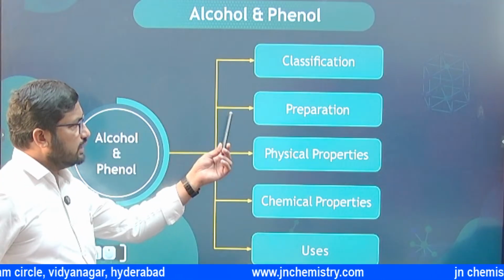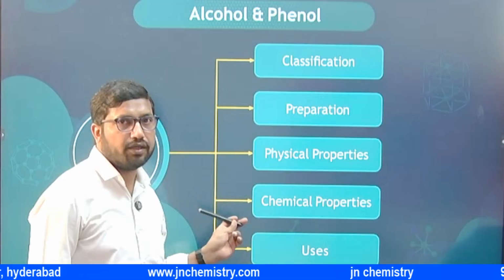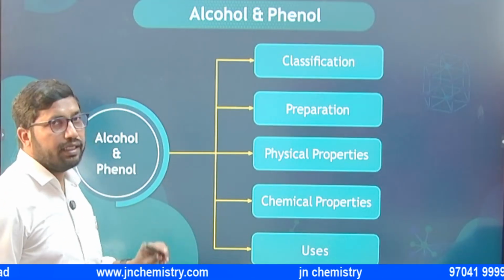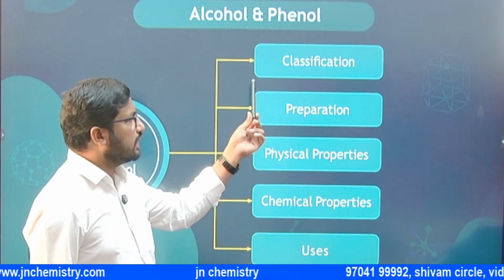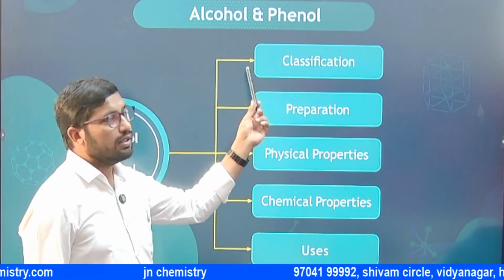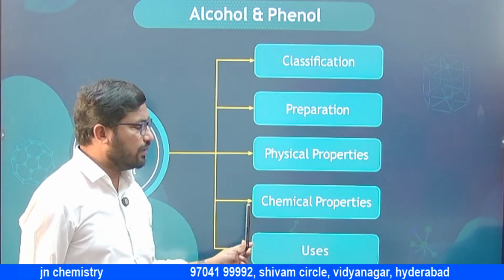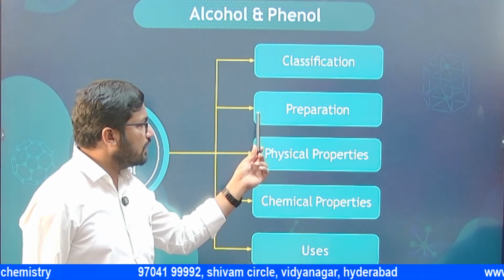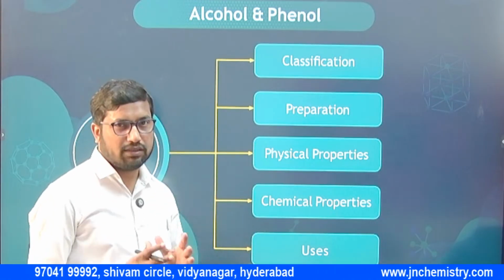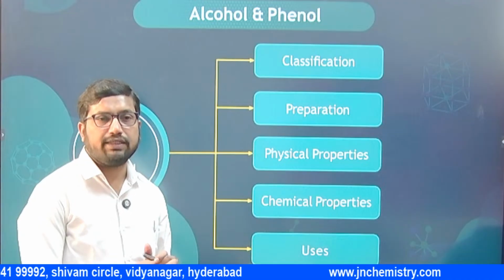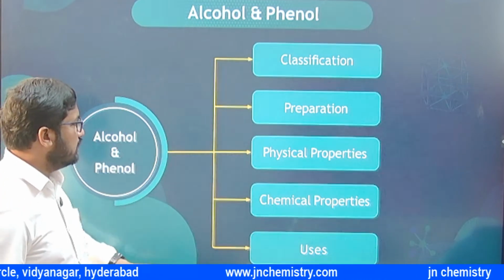So for alcohols: classification, preparations, physical properties, chemical properties and uses. This is the structure of this particular topic, and of each and every topic in organic chemistry, particularly classification and nomenclature. Then we have preparations, physical properties, chemical properties and uses. Preparations and chemical properties are more important. Physical properties are important to some extent: melting points, boiling points, densities.